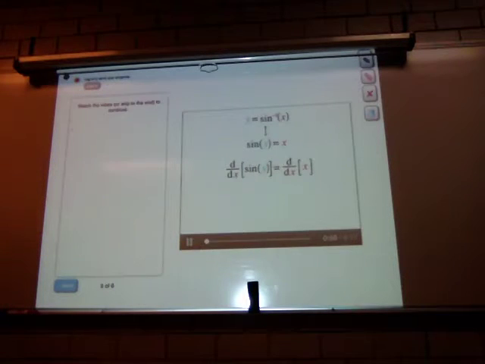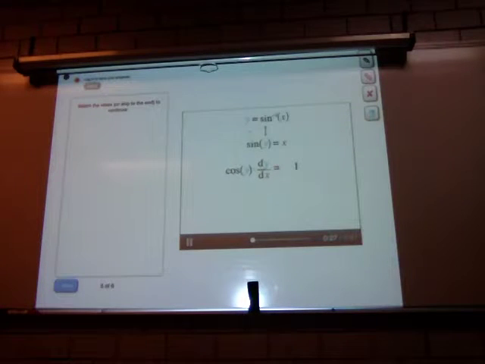Correct. Nicely done. Let's see how you got that. On the right-hand side, the derivative of x is 1. On the left-hand side, you used the chain rule. First, you can find the derivative of the sine function, and that's cosine. So we have the cosine of y. And we can multiply that by the derivative of what's inside the sine function, which is y. The derivative of y is dy dx.